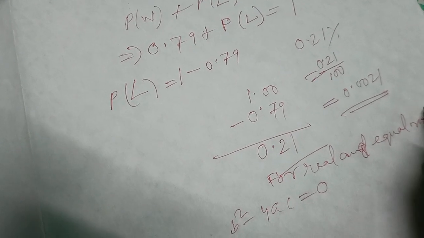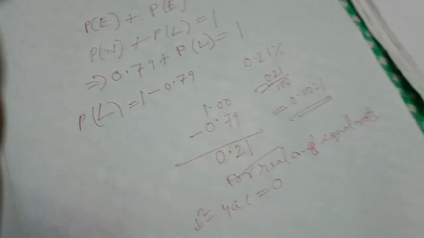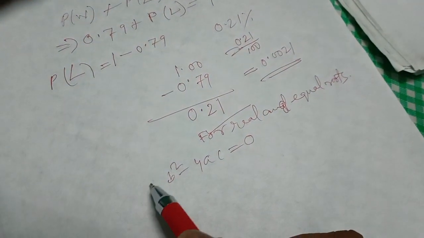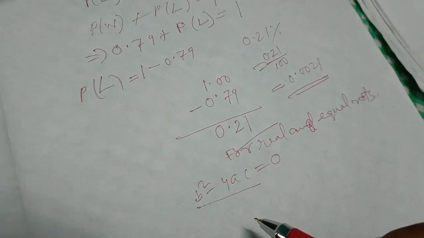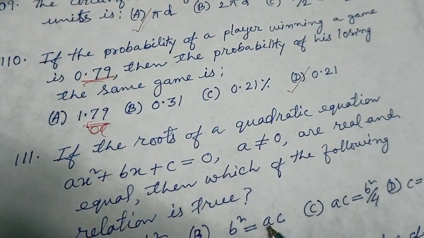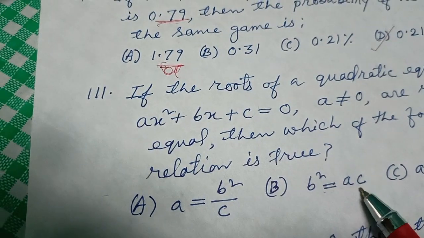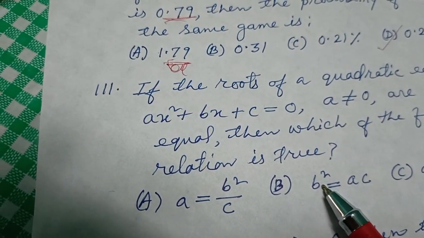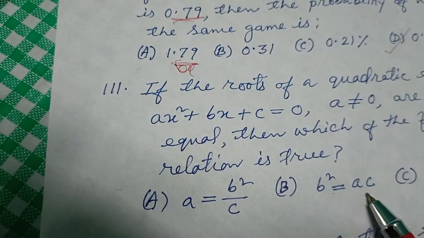For real and equal roots, we know the discriminant is equal to 0, and the discriminant formula is b square minus 4ac. Now here they ask which of the following is true. If you bring it here, b square minus 4ac, this result will be 0. So our formula is b square minus 4ac.